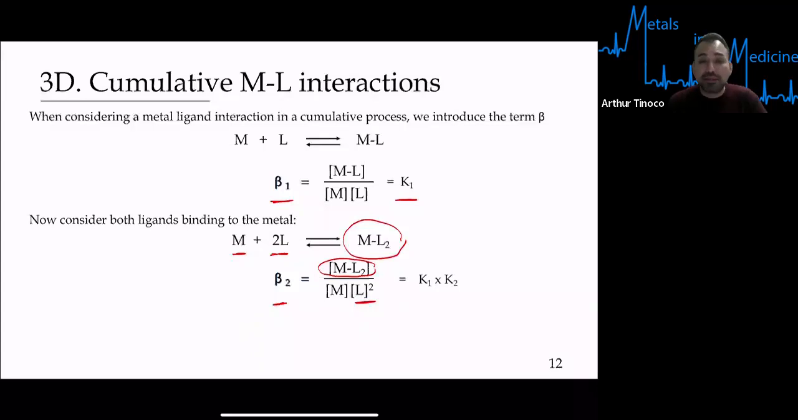Well, it turns out that beta 2 is actually the product of the multiplication of K1 times K2. So there are ways that you can use the K expression to be able to derive the beta values. But you can see very clearly that beta is distinct from the K expressions when you're looking at higher order number of ligand metal interactions.